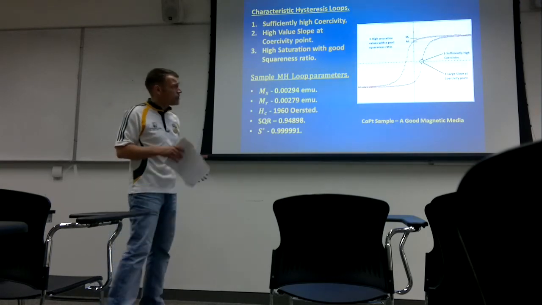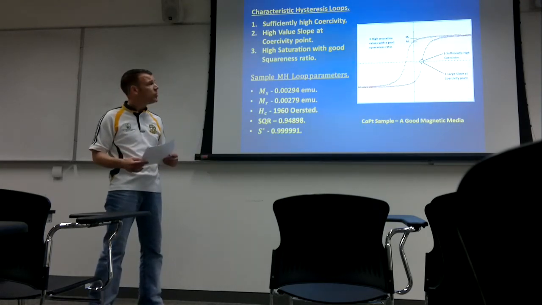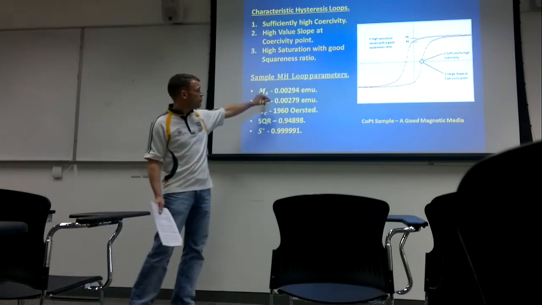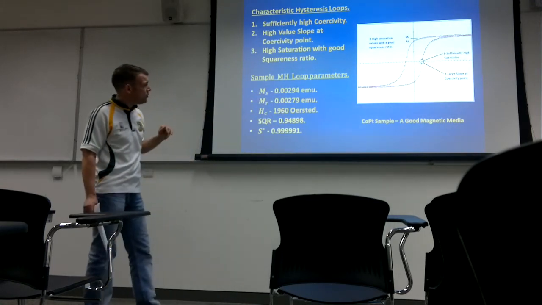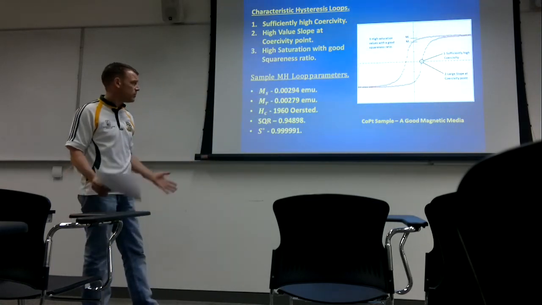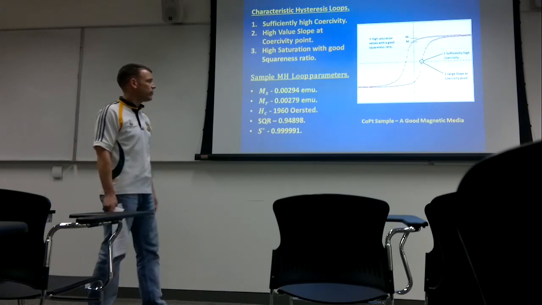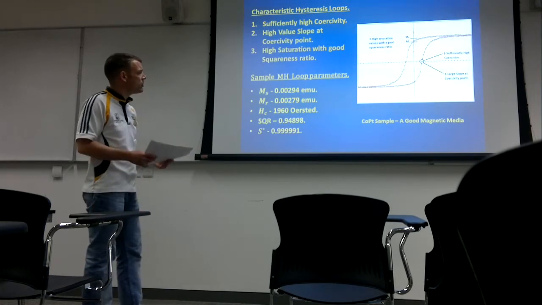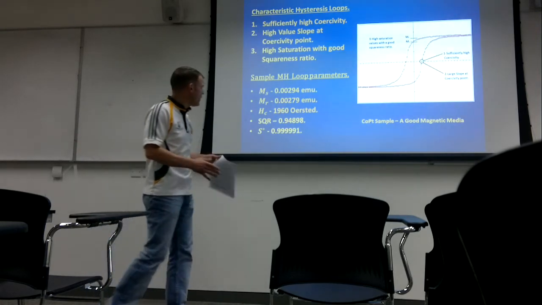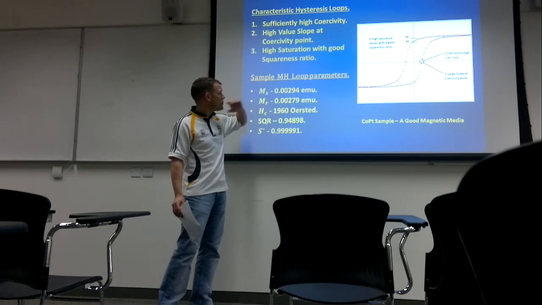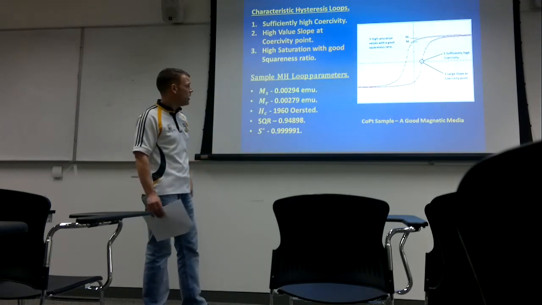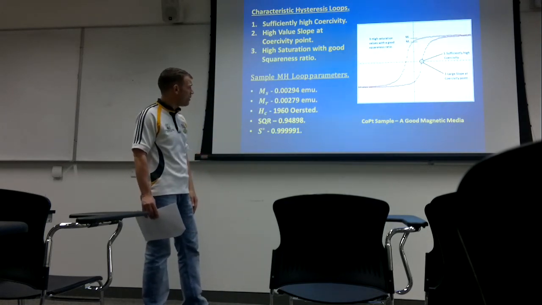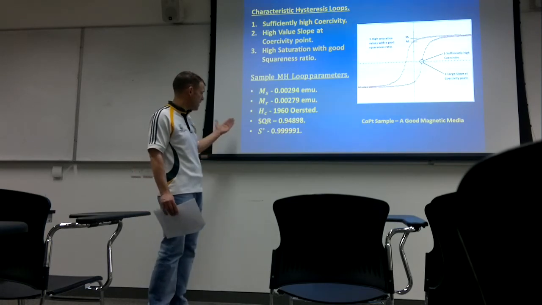Some of these parameters for my sample loop, the cobalt platinum loop in the previous slide: a saturation of 0.00294 electromagnetic units. It's acceptable, it's quite high. A remnant level of 0.00279 electromagnetic units. This is quite good again, because it's quite close to your full saturation. The material holds on to quite a lot of its magnetization.